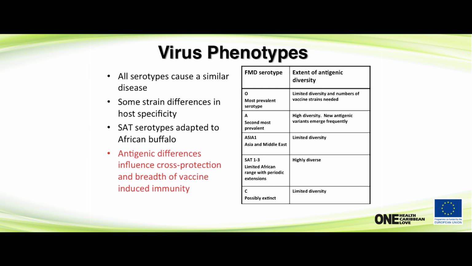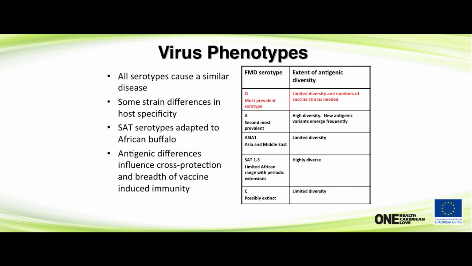So the important difference between the serotypes is really about immunity, and the antigenic differences influence cross-protection. So that means that once you have recovered from one serotype, you can still be infected with another serotype, and it means that vaccines are needed for different serotypes and even for some different strains of the virus.